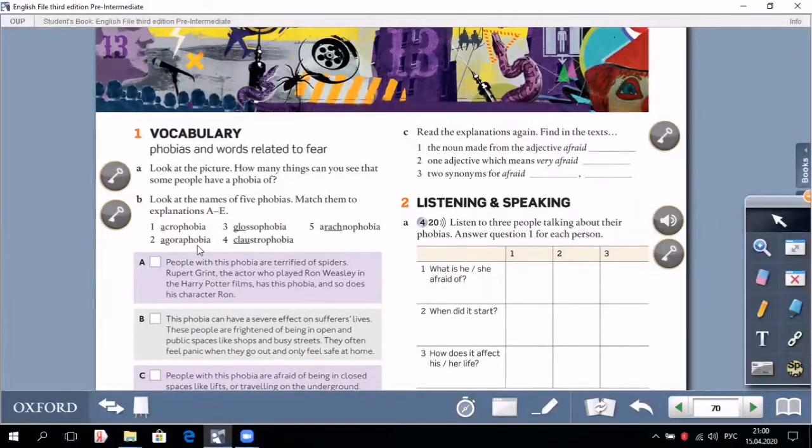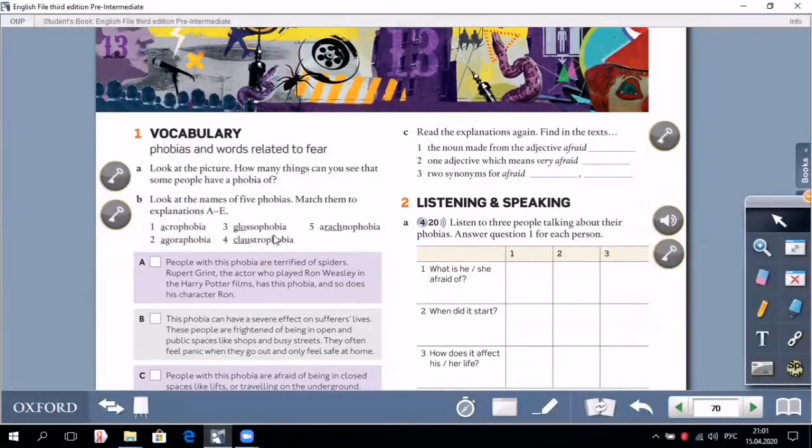Then agoraphobia. What's agoraphobia? Who knows? I think you have heard this word, but you don't pay attention to what it means, yeah? Agoraphobia is a fear of places or situations that trigger fear or helplessness. Do you understand? It's a fear of places or situations that trigger fear or helplessness.